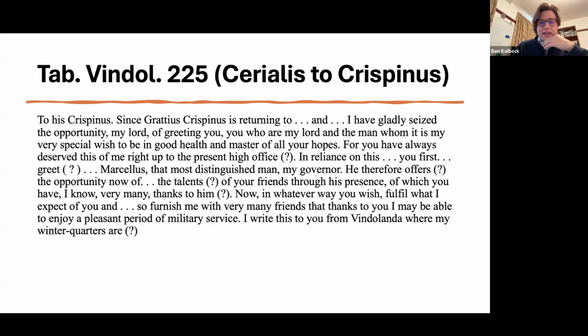This is Cerialis writing to somebody else, Crispinus, who we don't know exactly, but who is clearly senior to Cerialis. So perhaps he's a senator or something. And Cerialis is basically sucking up here to Crispinus. So this is the commander of the fort, but here he's sucking up to someone else. And he's saying, I've gladly seized the opportunity, my lord, of greeting you, you who are my lord and the man whom it is my very special wish to be in good health and master of all your hopes.